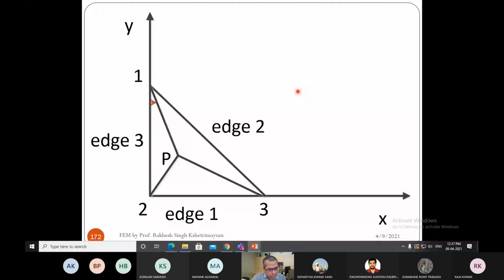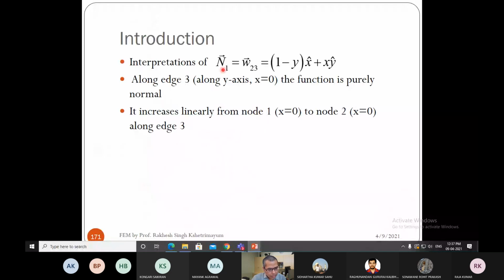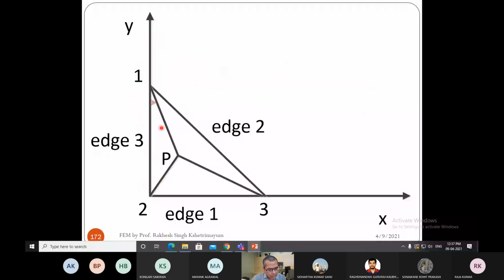So it is purely normal along these edges. So N1 is normal to the S3, and it is increasing linearly. This is what is happening. So this is how this vector looks like, N1. N1 is increasing linearly along the S3 and it is normal to the S3.